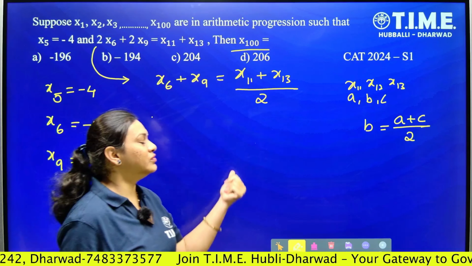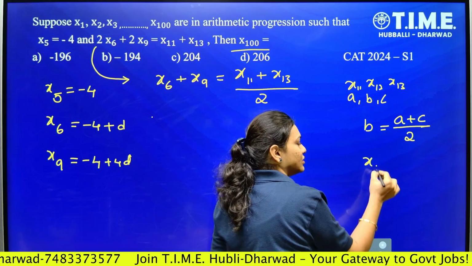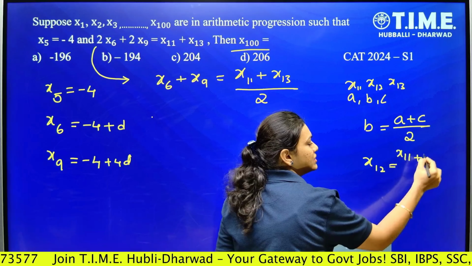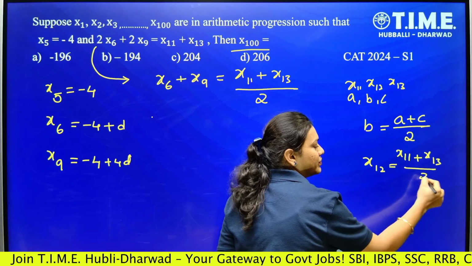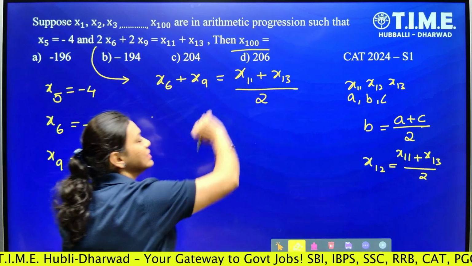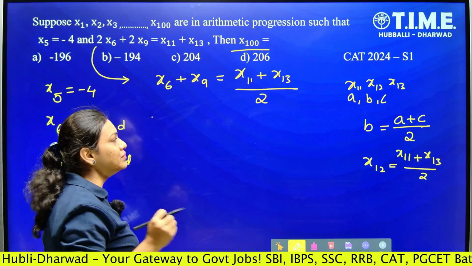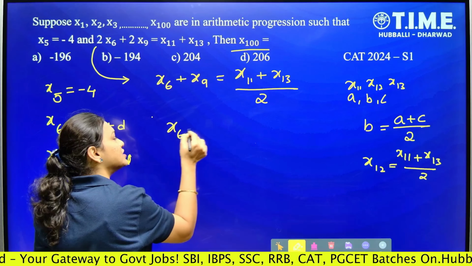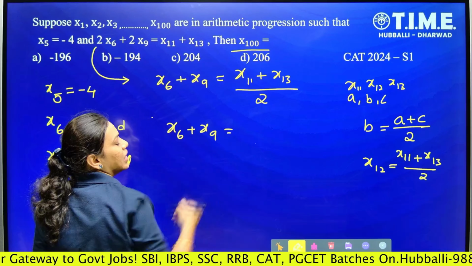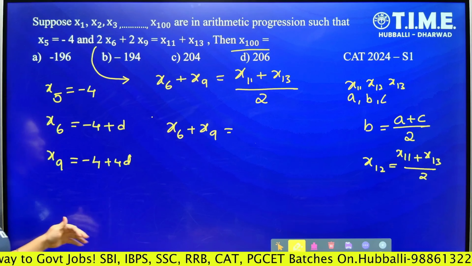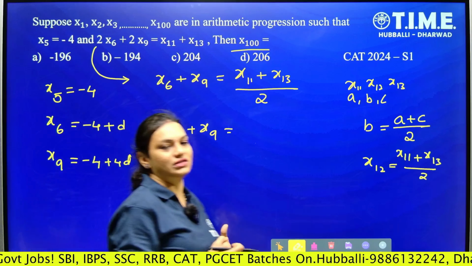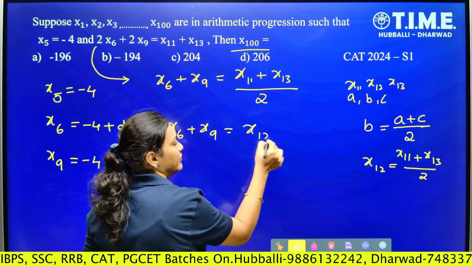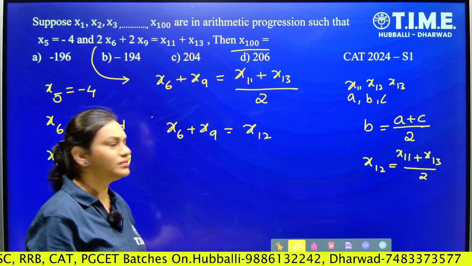So what we can do is, x12, which is the 12th term, is equal to 11th term plus 13th term upon 2. So can I substitute entirely the 11th and 13th term upon 2 is equal to the 12th term? Yes. So by this, the simplification part will be easier. Otherwise, if I follow the other method, the simplification part will be quite lengthy. So this entire thing will be equal to x12, which is nothing but the 12th term.